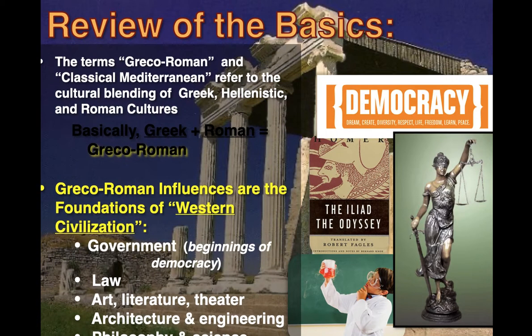Democracy. Okay, the term Greco-Roman and classical Mediterranean refer to the cultural blending of Greek, Hellenistic, and Roman cultures. Basically, Greek plus Roman equals Greco-Roman. The Greco-Roman influences are the foundation of Western civilization. Okay, the government was the beginnings of democracy. It had law, it had art, literature, and theater. It had architecture and engineering. It had philosophy and science.